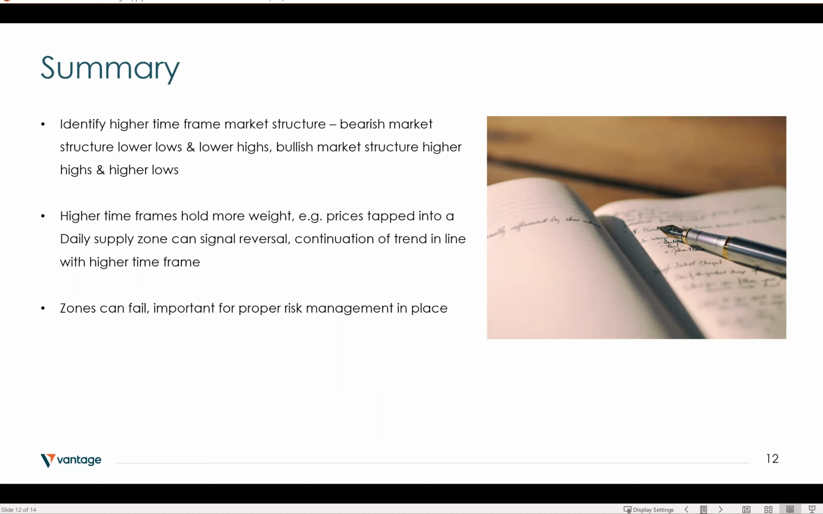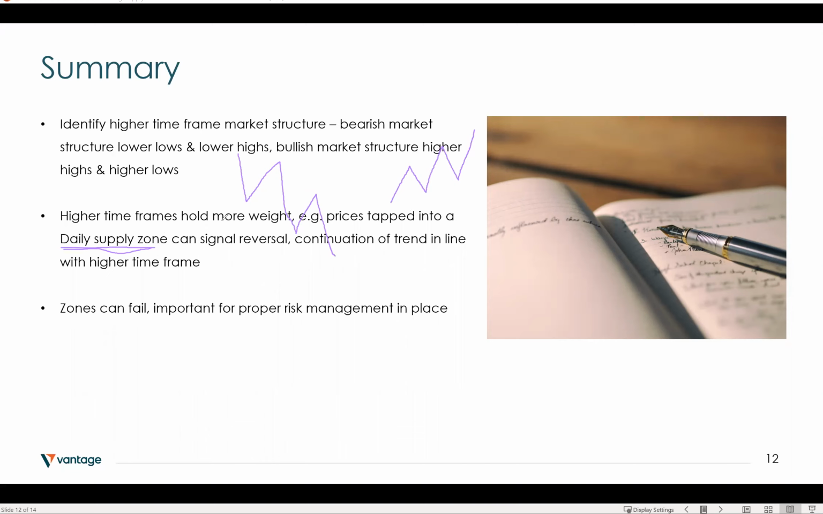In general, when prices are in a bearish market structure and a downtrend, you expect price to form lower lows and lower highs. In a bullish market structure, we expect prices to form higher lows and higher highs. As we've mentioned in point 2, higher time frames hold more weight. So if prices are on the daily supply region or daily supply zone, as with the example that we saw on Aussie dollar, right?